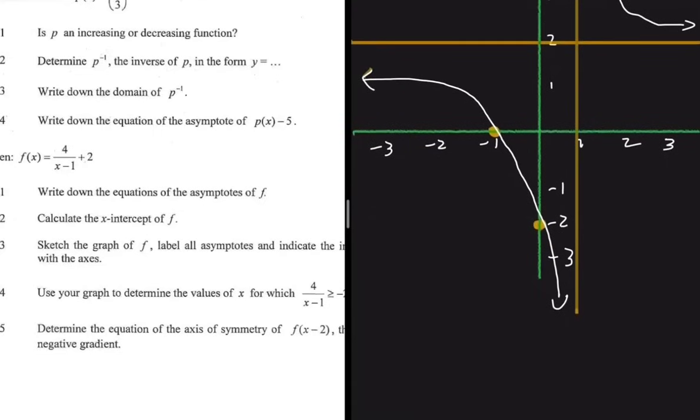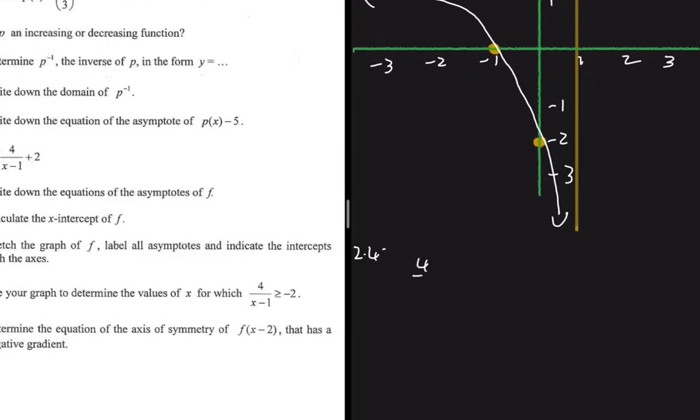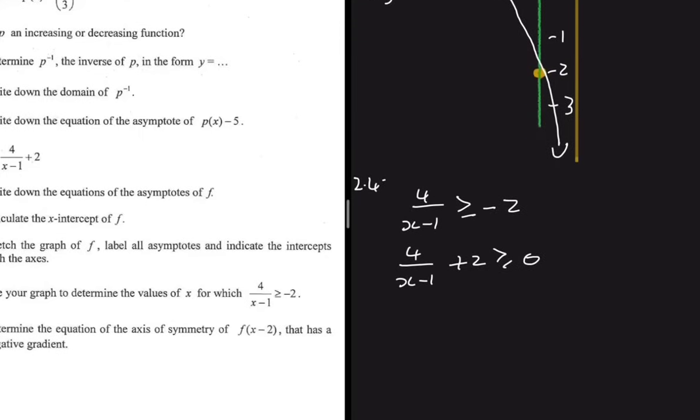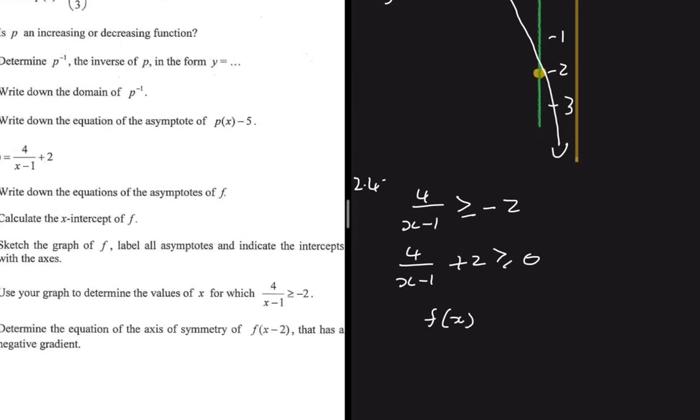Let's do 4.2.4. Using our graph, let's determine the values of x for which 4 divided by x minus 1 is greater than or equal to minus 2, right? If we take minus 2 to the other side, we have 4 divided by x minus 1 plus 2 is greater than or equal to 0, right? So what we're looking for are the values of x for which our function f of x is greater than or equal to 0, because this is simply f of x.